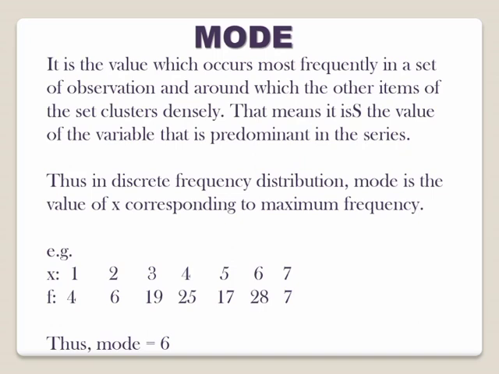Now consider the given example. The frequency of the given observed value of the variable is indicated against it. Here 28 is the maximum frequency which corresponds to variable value 6. Hence the mode is 6.